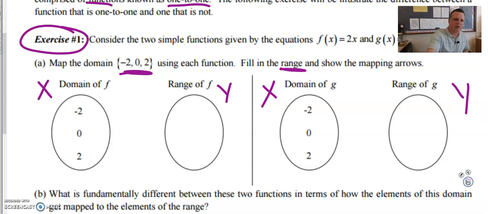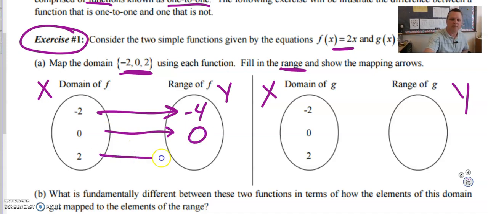So when I plug this domain into the 2x, negative 2 times 2 is negative 4. 0 times 2 is 0, and 2 times 2 is 4. So each one has its own output value. So every input you have has a single output value.